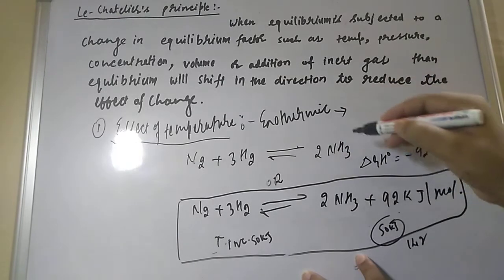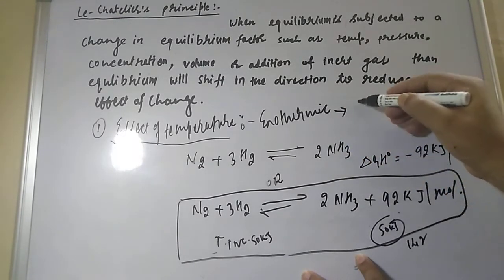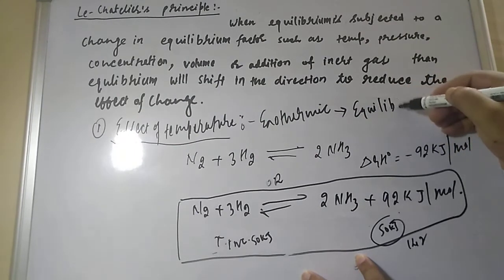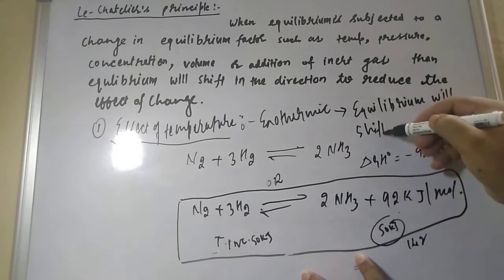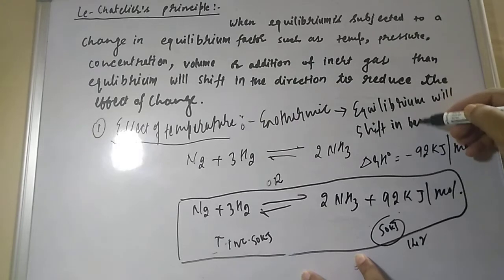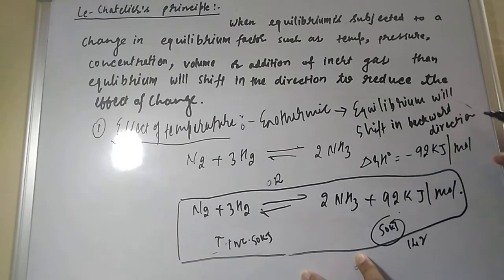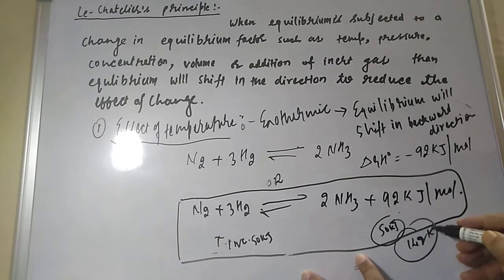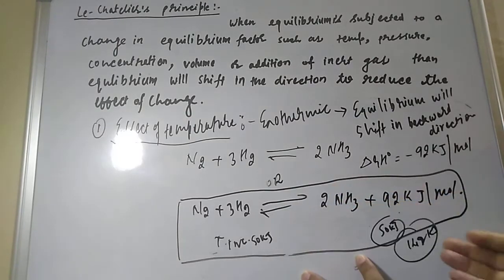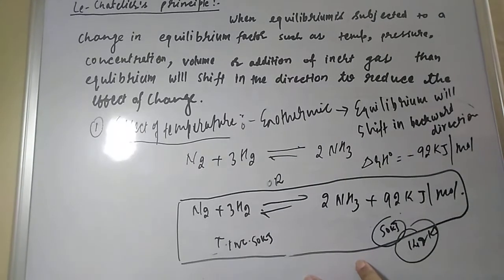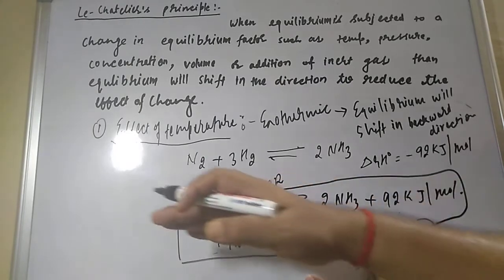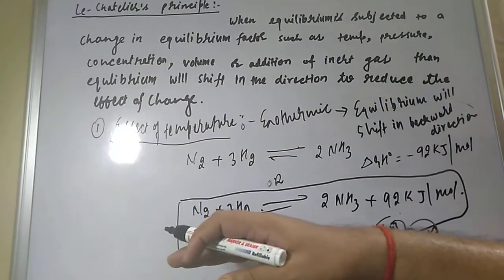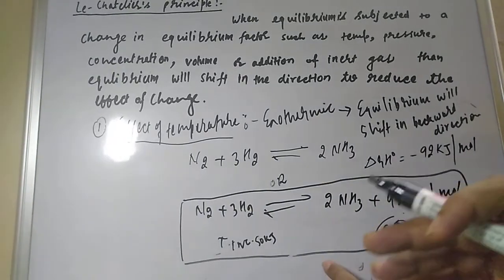So for an exothermic reaction, the effect of temperature: in which direction will equilibrium shift? It will shift in the backward direction. Why backward? Because the product side temperature is more, 142 kilojoule, so it will go to the backward side so that this temperature will be reduced. The more the product, the more the temperature, 92 per mole of reaction. If it goes in this direction, the number of moles of ammonia will be reduced, so the temperature will also reduce. This is the effect of temperature.